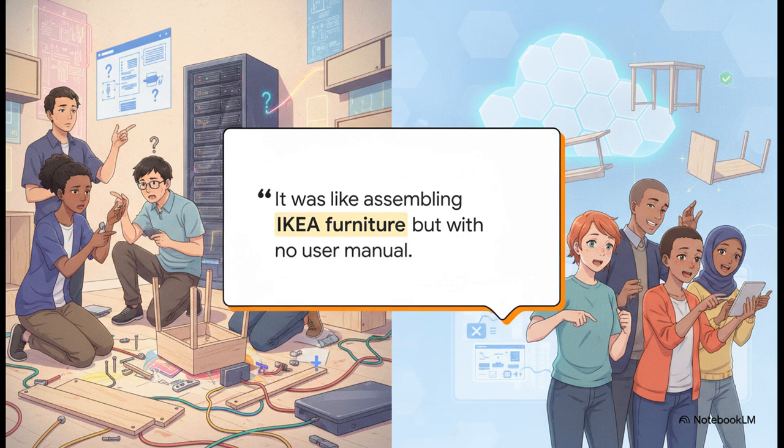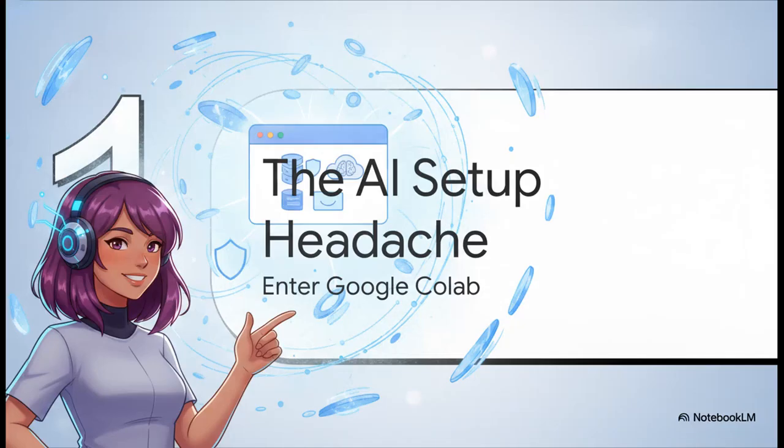You know, before modern cloud tools came along, setting up a Python environment was literally like assembling IKEA furniture, but with absolutely no user manual. It was incredibly frustrating. You had to jump through all these hoops, download mysterious files, and just pray your computer didn't crash. If you have ever felt that fear, I completely validate it. It genuinely used to be really hard. Moving to section 2. Enter Google Colab, where the AI setup headache is officially solved.